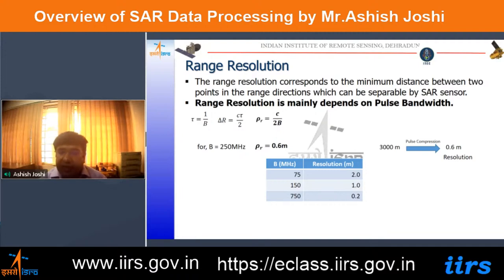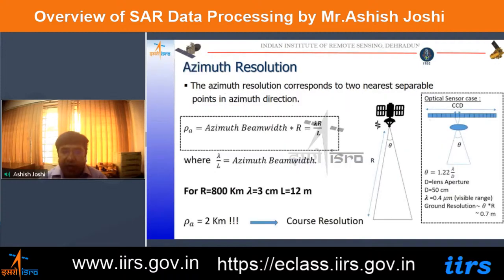The better range resolution is required to see small targets. If any target or feature is very small, then with a fine range resolution we will be able to discriminate these small features. Now, using the pulse compression technique, we have achieved the desired range resolution. But for the azimuth resolution, we have to use some other concept, which is called the synthetic aperture concept.